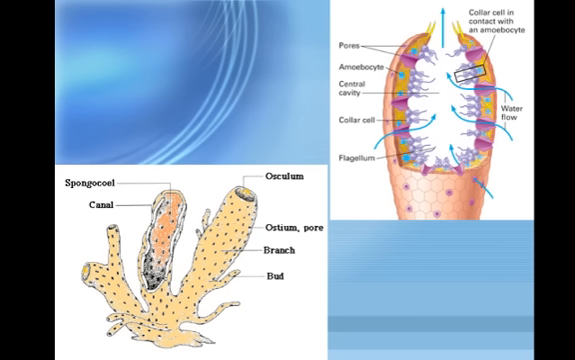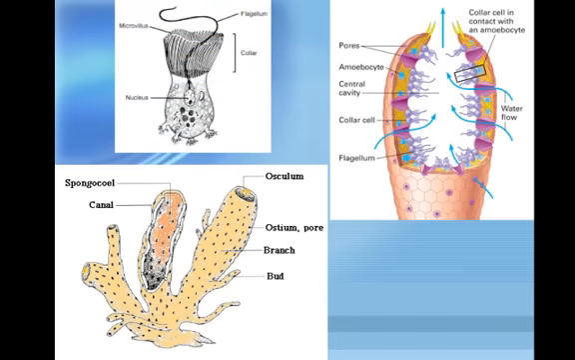Mesohyl is the gelatinous region inside the wall of the sponge. Also inside the wall of the sponge are amoebocytes that move around using pseudopods. They digest and carry nutrients. Amoebocytes also form spicules, which are hard needle-like structures, and they can form spongin, which are collagen proteins that make up flexible fibers.